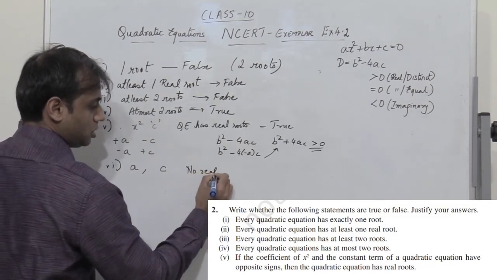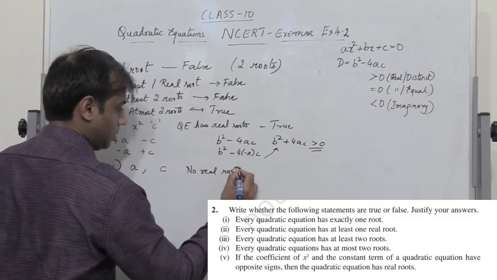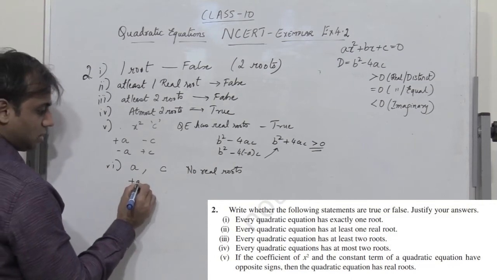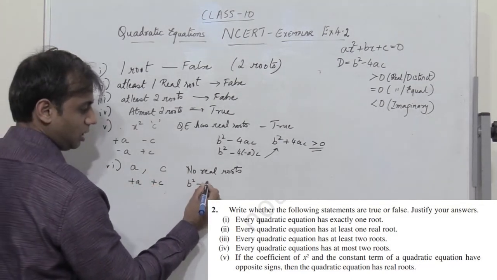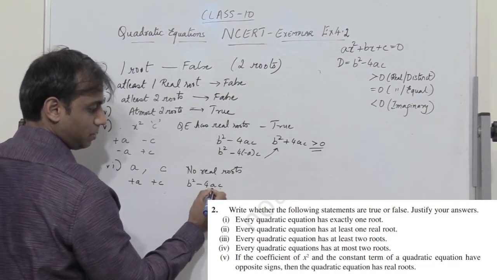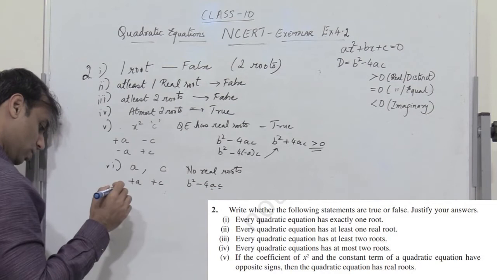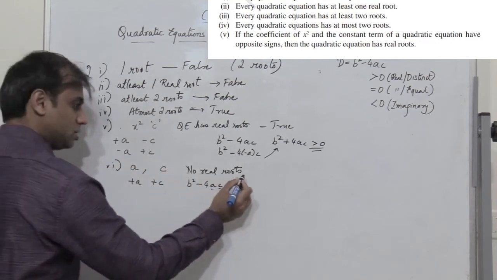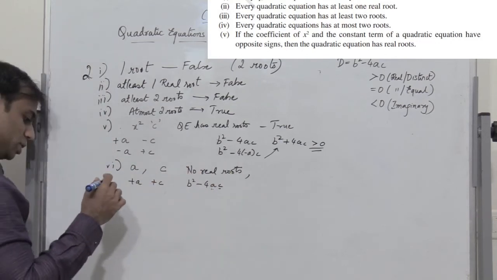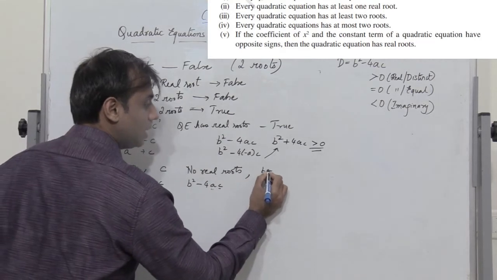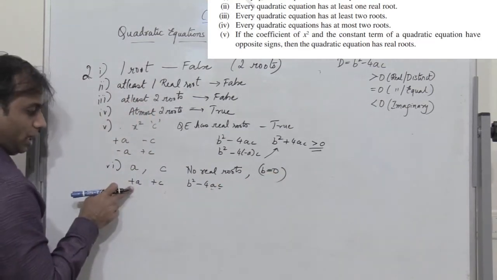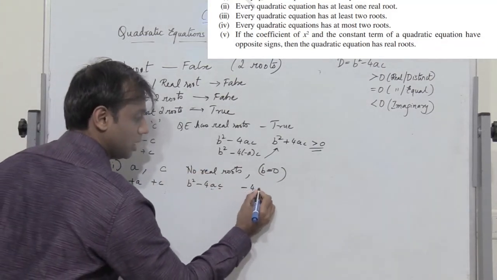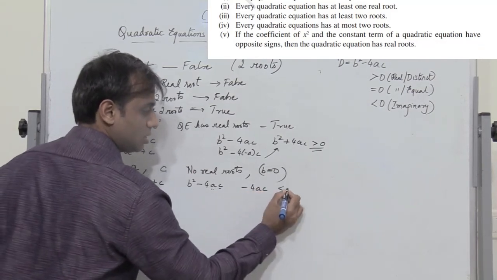No real roots. So is it true? Let's check. These two have the same sign, right? That means if a is plus and c is plus, you get b square minus 4ac, both of them are plus. So in this case what happens? Not only is the sign of a and c the same, but there's one more condition given, that the coefficient of x term is 0, that means b equals 0. So a is positive, c is positive, and if b equals 0, then you get minus 4ac, right? So it is imaginary, less than 0.